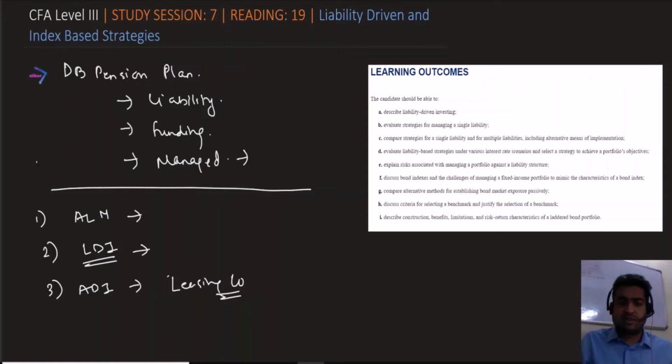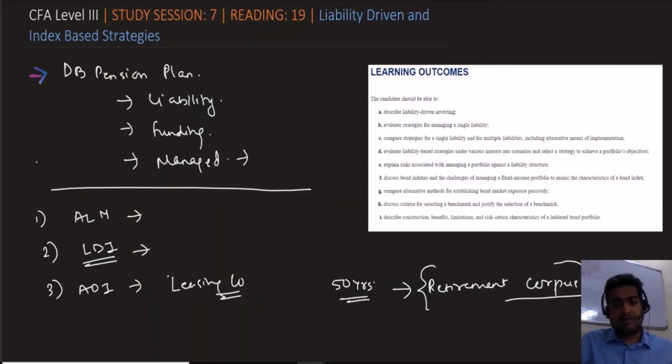For example, let's say you are somewhere around the 34-35 age group and you want to retire by the end of 50 years, and by then you want to build a retirement corpus which will help you manage the retirement. Now this is a liability, right? And in order to manage this liability, how do you manage your assets in a way that by 50 years you have a sufficient corpus to meet those liabilities? So this is an example that we can think of on the individual side.